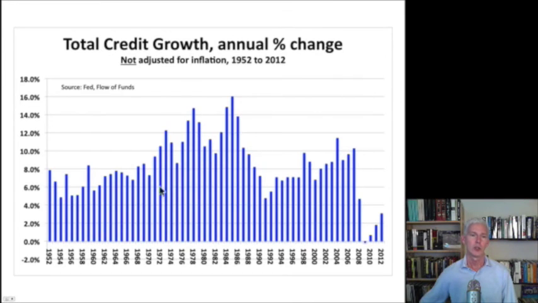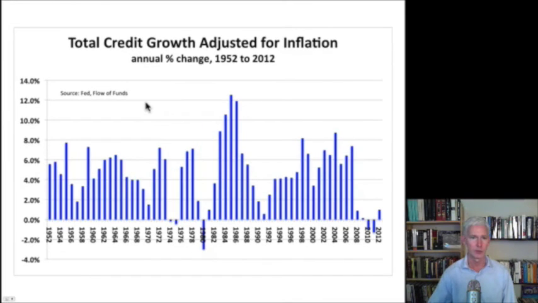This chart shows the year-on-year increase in total credit or total debt going back to 1952. Now, it ranges from roughly 4% growth a year up to 16% a year. But this is not adjusted for inflation. So in order to compare apples with apples, it's better to adjust this for inflation. And that's what happens in this chart.